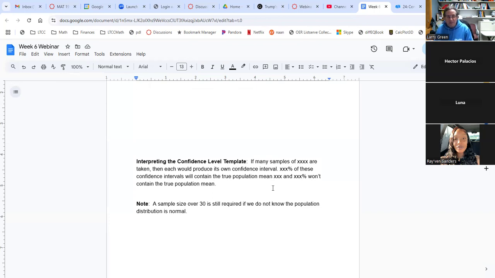Okay, so that's a template that will help you do things in most contexts. I want to mention the word mean is dangerous because sometimes it'll be proportion instead of mean. And that's the next thing. And just to note, since we use the central limit theorem, you need a sample size over 30 if you don't know the population distribution is normal, and you almost never do, by the way.